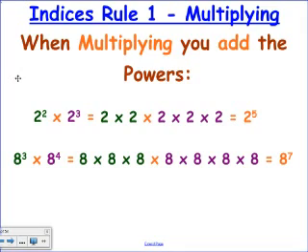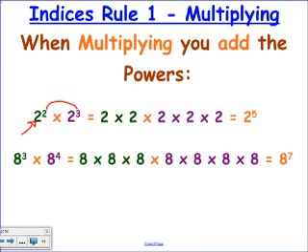Can everyone see the relationship between the 5 there, the 2 there, and the 3 there? You just add the 2 and the 3. So the base number, the 2, does not change. Nothing happens when you multiply that, okay? So the 2 remains as a 2, but what you do is you add your 2 indices. So the 2 and the 3 add together to give you 2 to the 5.